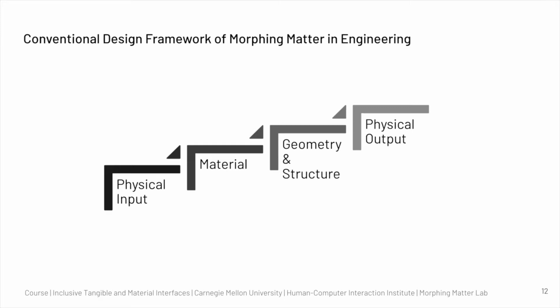When we think about morphing methods, we think about the computational design, the engineering design workflow, coming from a specific physical input stimuli and then going into a specific material type. Then the material is manipulated into a specific geometry or structure, either microscopically or macroscopically, and sometimes hierarchically. And then eventually you get some sort of physical output. So pretty much all morphing methods or dynamic shape-changing materials would follow this engineering design framework. And I will have more examples to show you guys.